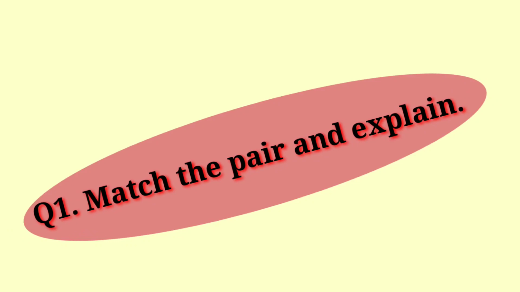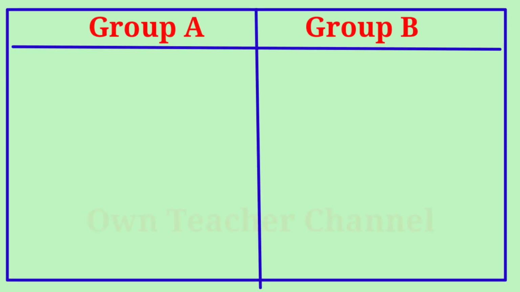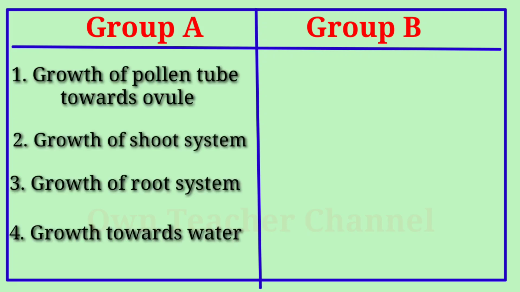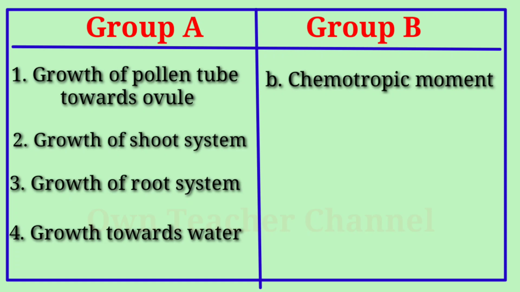Question 1. Match the pair and explain. Group A and Group B. Number 1. Growth of pollen tube towards ovule. Answer is B. Chemotropic movement. Explanation: the movement shown by pollen tube by growing in response to specific chemicals released by ovule is called chemotropic movement.